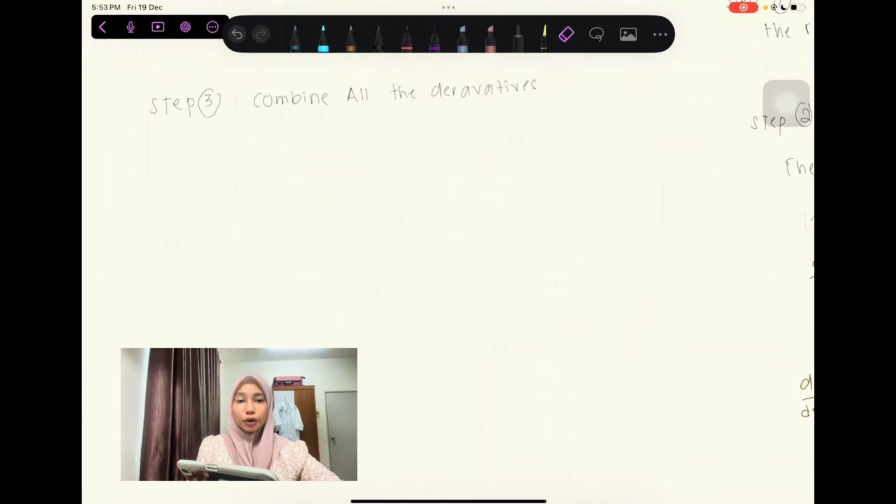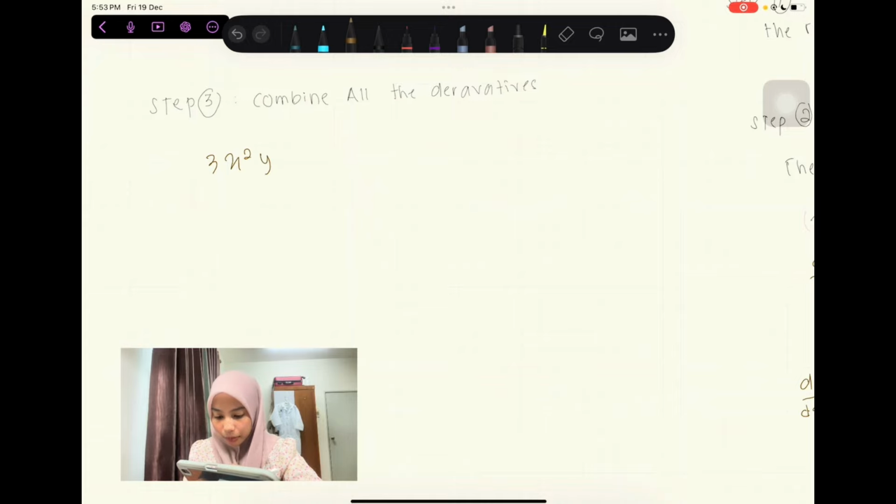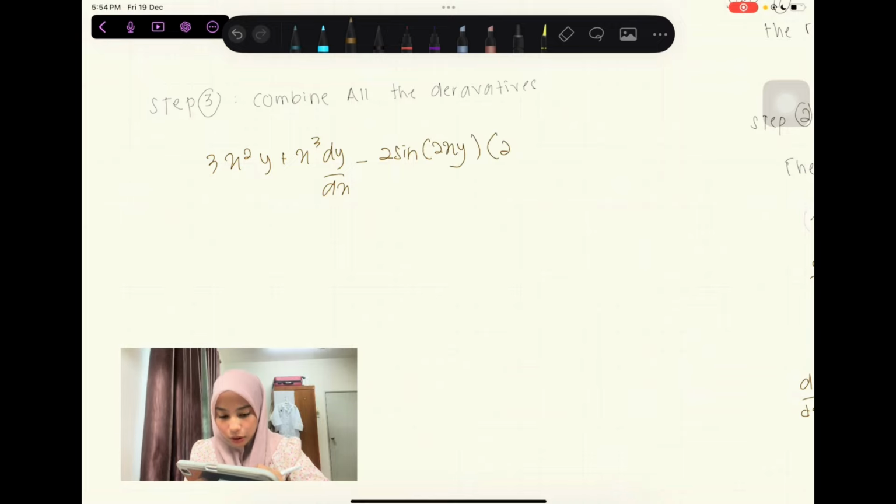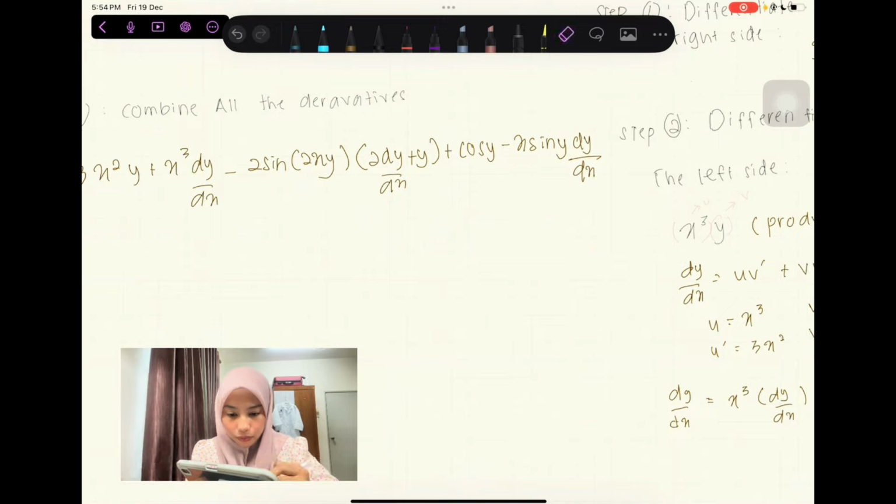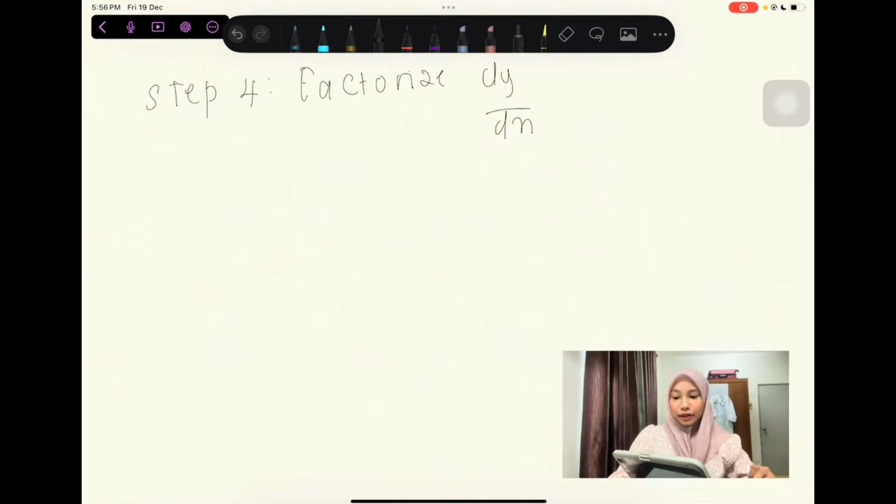Okay, for step 3, we need to combine all the derivatives. So 3x power of 2 y plus x power of 3 dy over dx, minus 2 sin 2xy multiplied by 2 dy over dx plus y, plus cos y minus x sin y dy over dx, equal to 0.